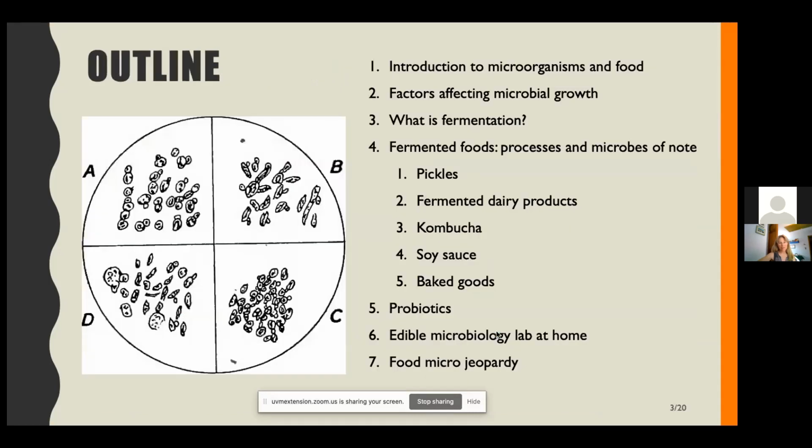So an outline for this presentation, we're going to go through a little bit of an introduction of microorganisms in food, talk about the factors that affect microbial growth, talk about what fermentation is, and then go through some fermented foods specifically. These are by all means not an extensive list. These are just a few, some of my favorites that I personally like to eat. And then we'll talk about probiotics and how you can do a little bit of an edible microbiology lab at home. And if we still have time, we'll use the comments to do some food microbiology Jeopardy.